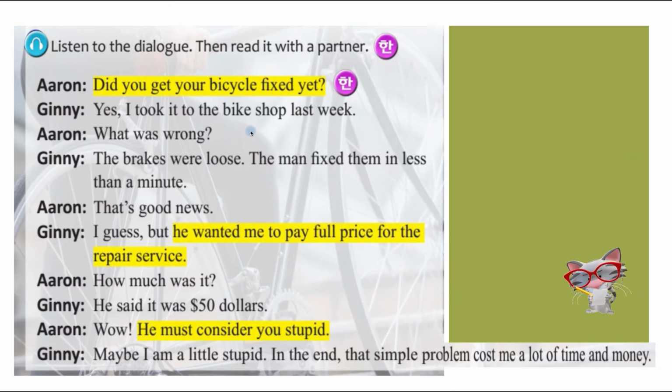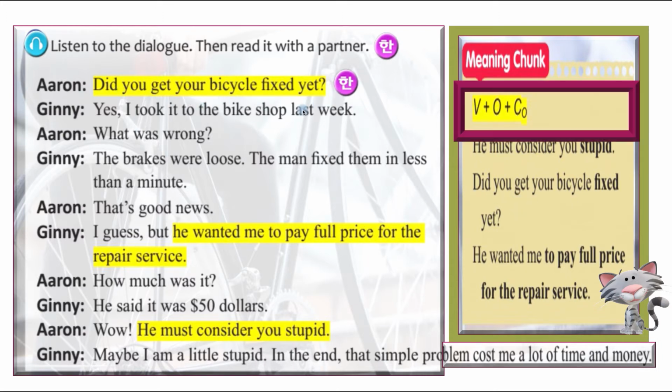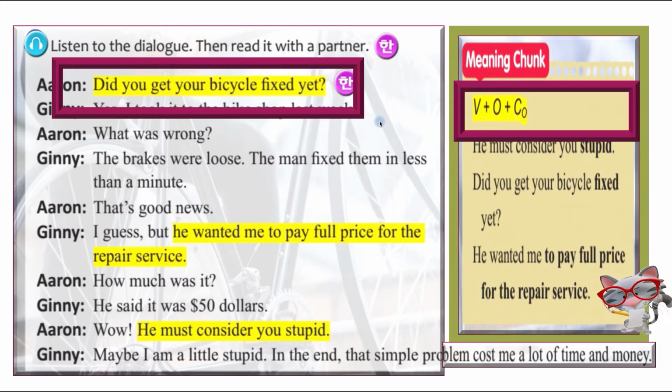Alright, so not stupid at all, but very, very expensive. One way to look at the grammar. So here we have our verb, object complement. And the first one up, we have, did you get your bicycle fixed yet? So we want to ask, in this sentence, Yonghee, the V, which is verb, what is the verb, the main verb?